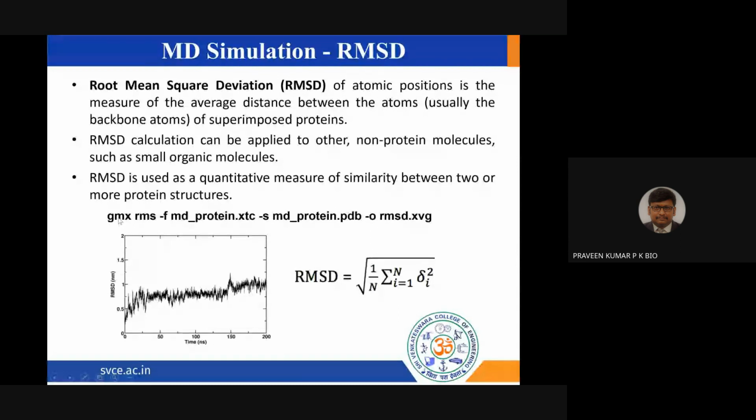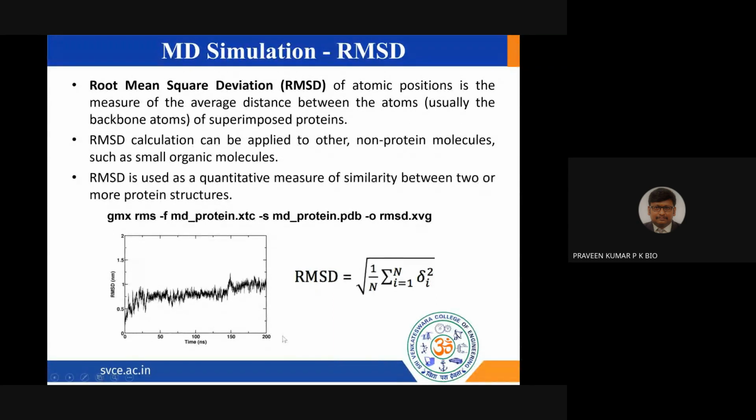So to work on RMSD, of course, you have to use a GROMACS command. How to use this? gmx rms, with the parameter -f, using the XTC protein file and a PDB file, and the output rmsd.xvg. Your output is going to be saved as rmsd.xvg for the ligand-receptor complex, and simply open it. To calculate the RMSD, this is the formula we use. And the RMSD graph in Xmgrace looks like this.